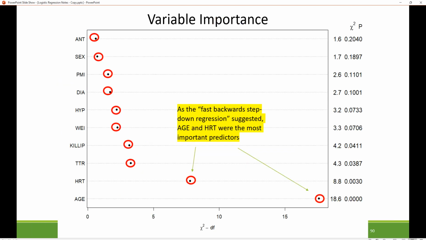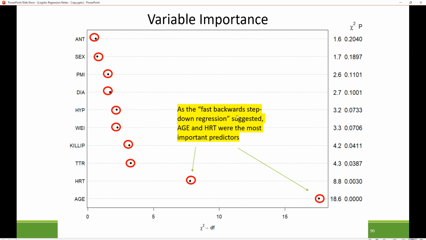And so when we look at variable importance, we can see again that those 4 predictors at the very bottom, age, heart rate, time to reducing symptoms, and the Killip class, are our most important predictors. And how we can read this graph is that the black dots furthest to the right are the most important predictors.